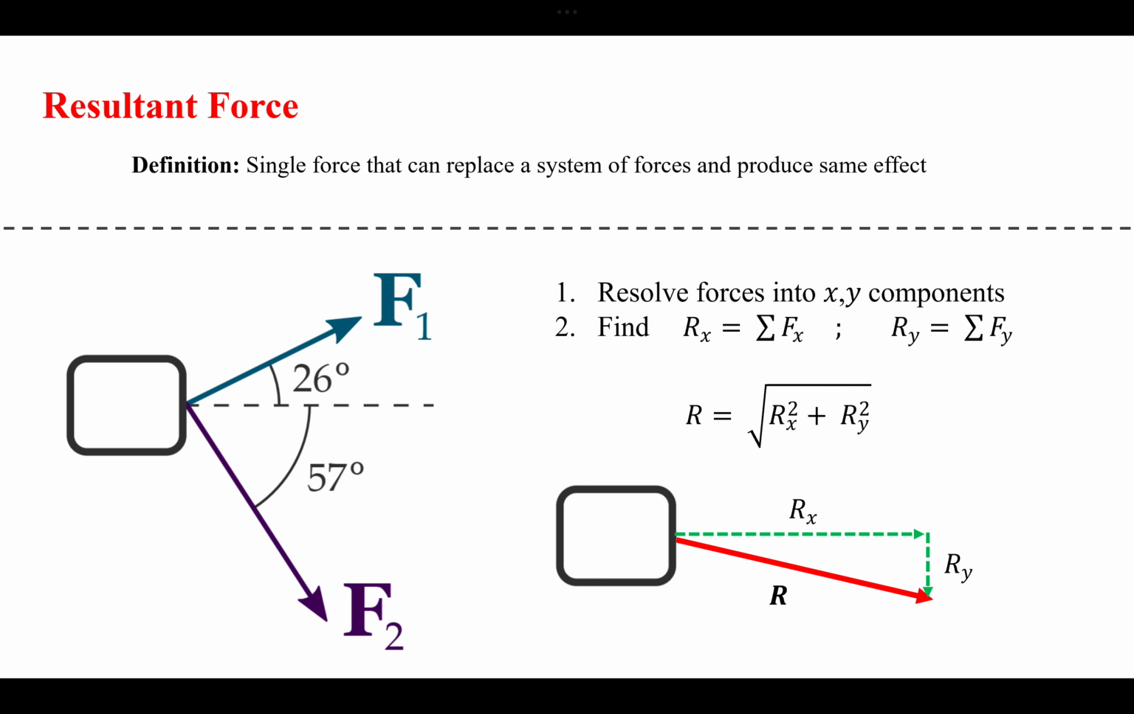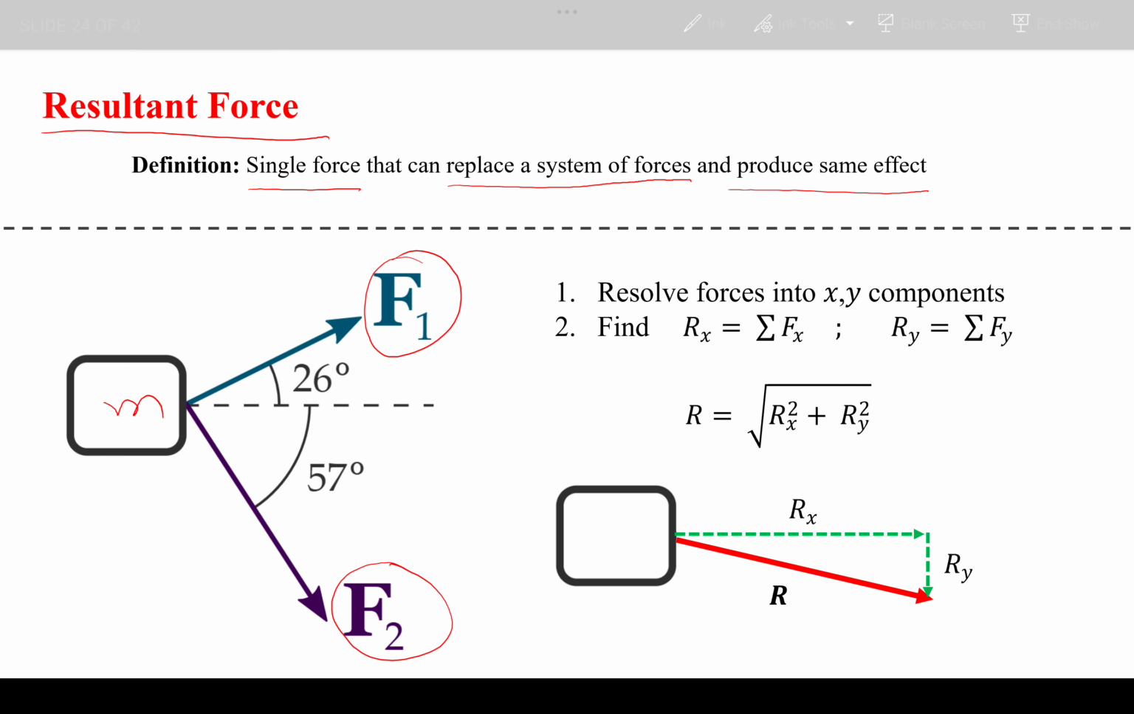Starting with the resultant force, which is actually defined as a single force that can replace a system of forces and produce the same effect, which means that if there are many forces applied in a force system, for example in this case there is an F1 and F2 applied on the body of mass m. Okay, so we can replace these two forces with just one force that is able to produce the same effect, and that one force is known as the resultant force.